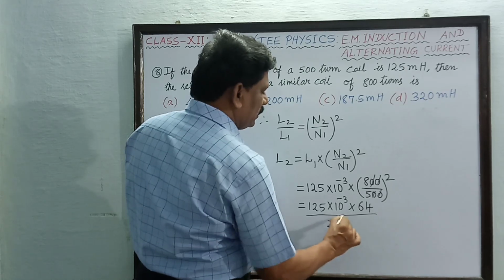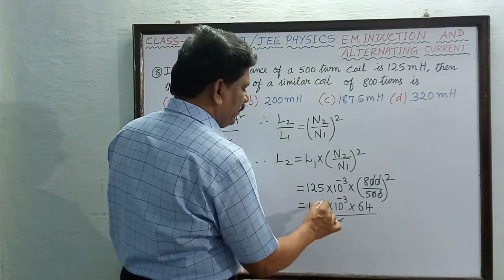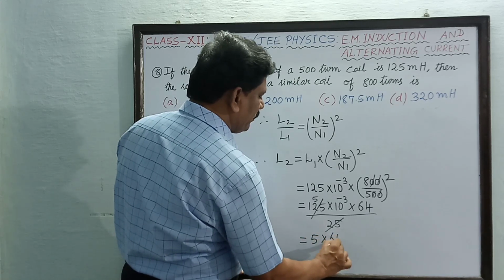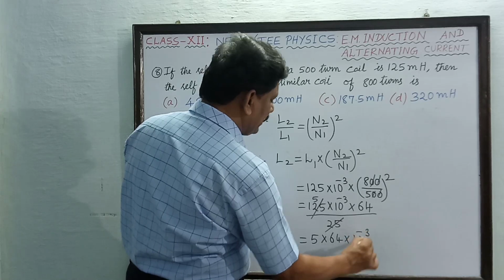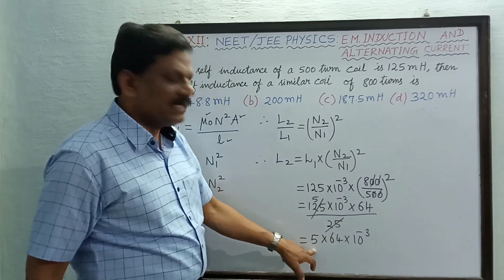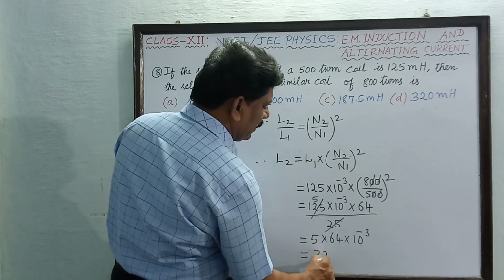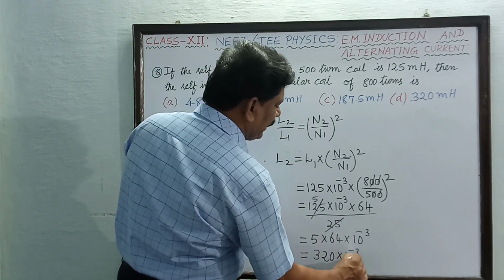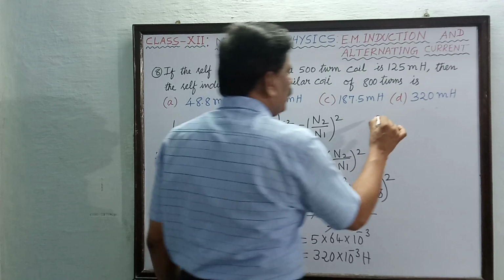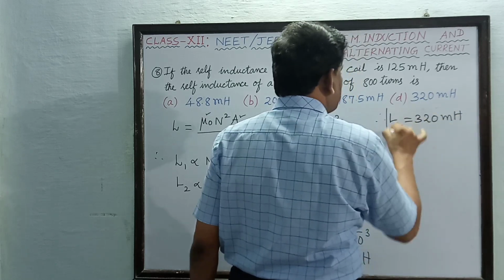5 square is 25. Now 125 divided by 25 is 5 times. So this is now equal to 5 into 64 into 10 power minus 3. If you multiply 64 by 5, 6 into 5 is 30, that is 300, plus 5 4s are 20, so this must be 320 into 10 power minus 3 Henry. Therefore L2 must be equal to 320 millihenry, which is the answer.